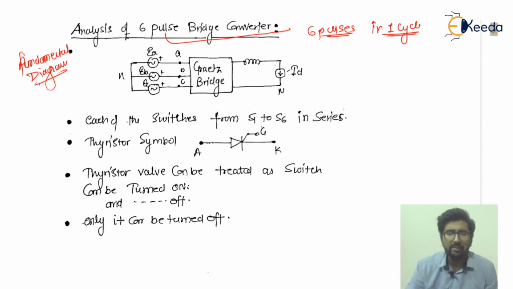This is the basic diagram shown here, in which EA, EB and EC are the voltages connected to the A, B and C terminals. This is the 6-pulse bridge converter, which is also called the Graetz bridge. Here the inductor is connected for some compensation, and here is the ID current. And this is EA, EB and EC.